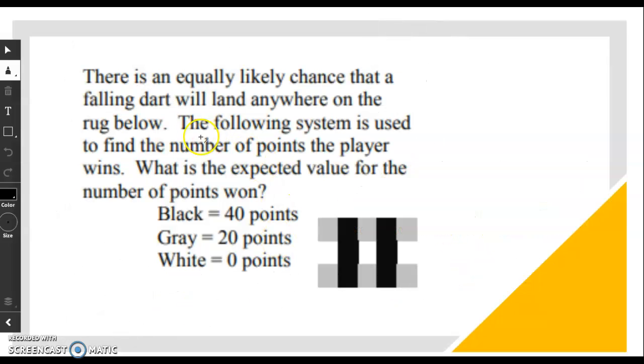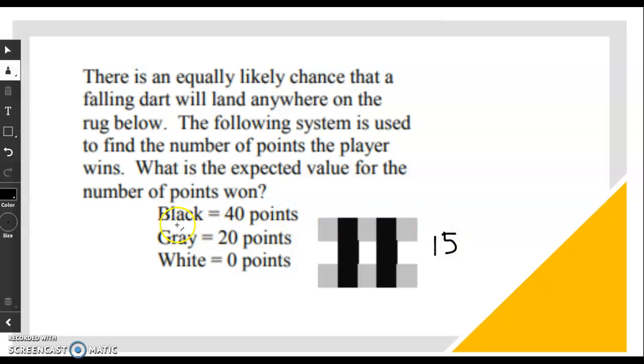All right, let's go to the next one. It says there is an equally likely chance that a falling dart will land anywhere on the rug below. So here's my rug. The following system is used to find the number of points the player wins. What is the expected value for the number of points won? So I'm going to count each of these blocks as a space that they can land on. So if I count them up, that's 1, 2, 3, 4, 5, 6, 7, 8, 9, 10, 11, 12, 13, 14, 15. So there's 15 spots. So my outcome is 15.